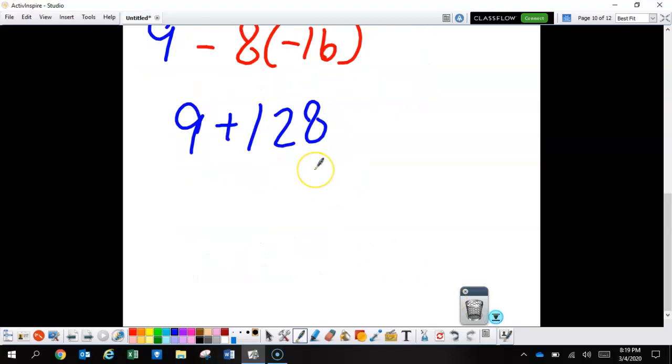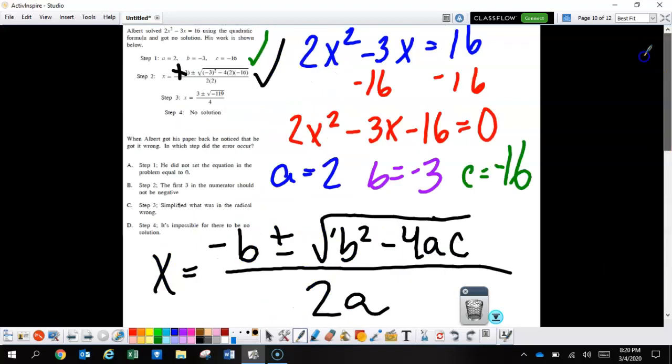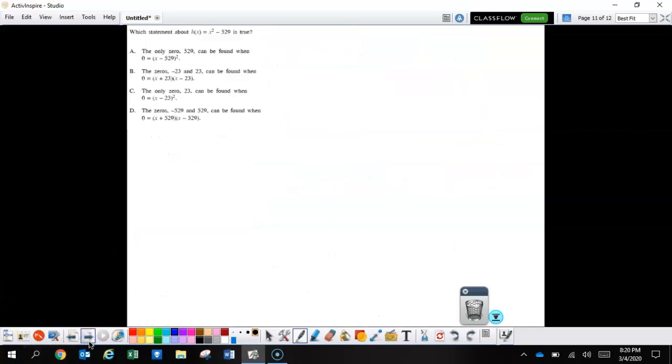128 plus 9 is... I can't do math right now. Wow. 137. So 137, and that is not what they have. So step 3 is incorrect. They needed to simplify what was in the radical form. Okay? Almost there.